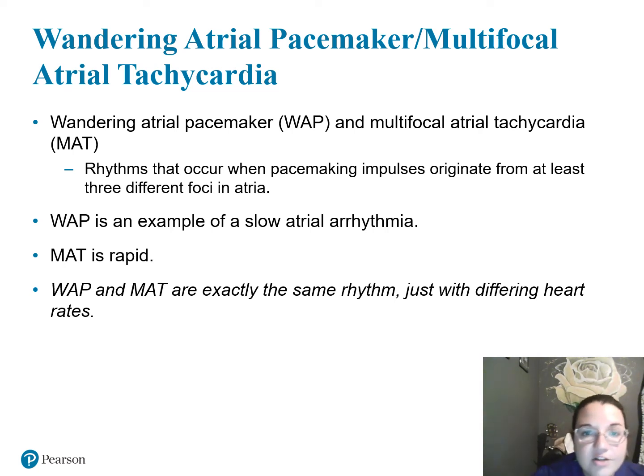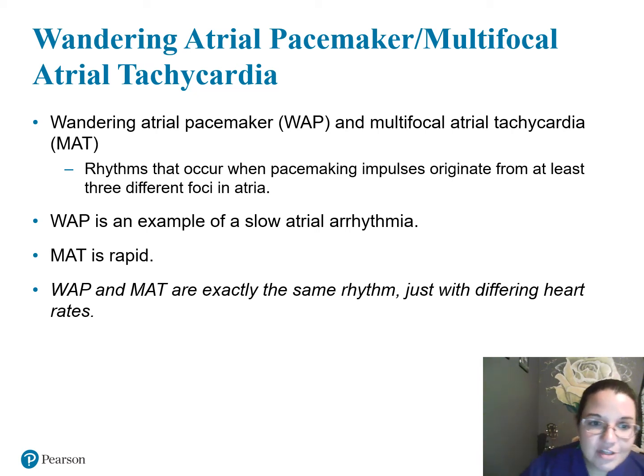So, wandering atrial pacemaker, also known as the WAP, and multi-atrial tachycardia, also known as your MAT. These rhythms occur when the pacemaking impulses originate from at least 3 different foci in the atria. Your WAP is an example of a slow atrial arrhythmia, and your MAT is going to be rapid. So how is this similar to your sinus rhythms?